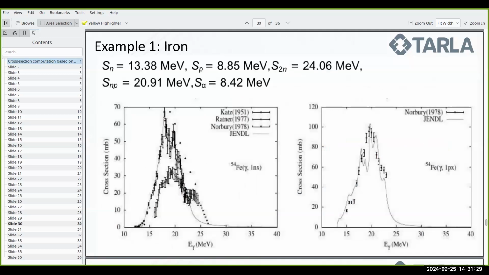And you can see that since the end of the 70s, they have not been remeasured, and the measurements are not in agreement with each other. And you would think, okay, this is not an exotic nucleus, this is not dysprosium or erbium or some rare earth. This is simple iron. You should be able to have a reliable photonuclear cross section and single neutron separation.